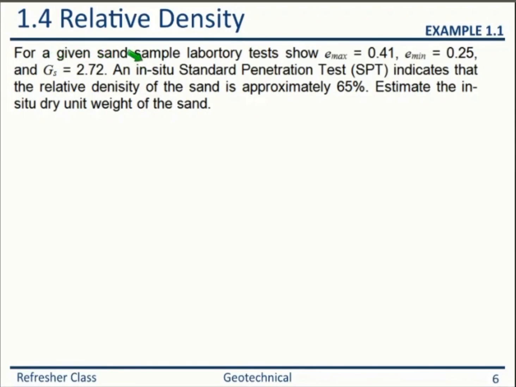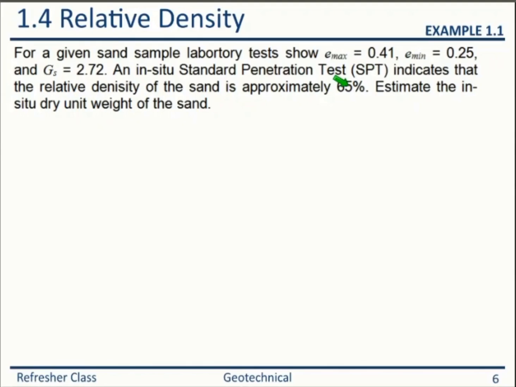For a given sand sample, the laboratory test gives you e max equal to this, e minimum equal to this, and the specific gravity of the sand is this. Then the relative density using the standard Proctor test was approximately 65% for that sand. You need to calculate gamma d, the dry unit weight. If you had gamma d max and gamma d minimum, then you could directly calculate gamma d because relative density is given. But what is given here is e max, e minimum and relative density. With this, you can calculate the in-situ void ratio.